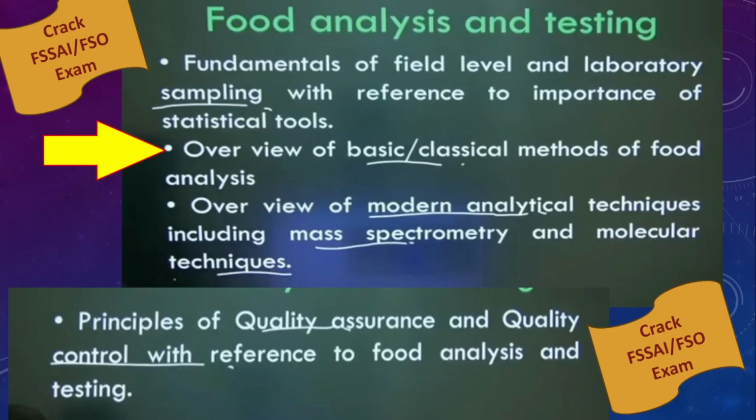Now we will discuss the last part, food analysis and testing. In this we will have laboratory sampling with statistical tools, basic or classical methods of food analysis, modern analytical techniques including mass spectroscopy and molecular techniques, and the last one is quality assurance and quality control. Now we will explain the basic or classical methods of food analysis.